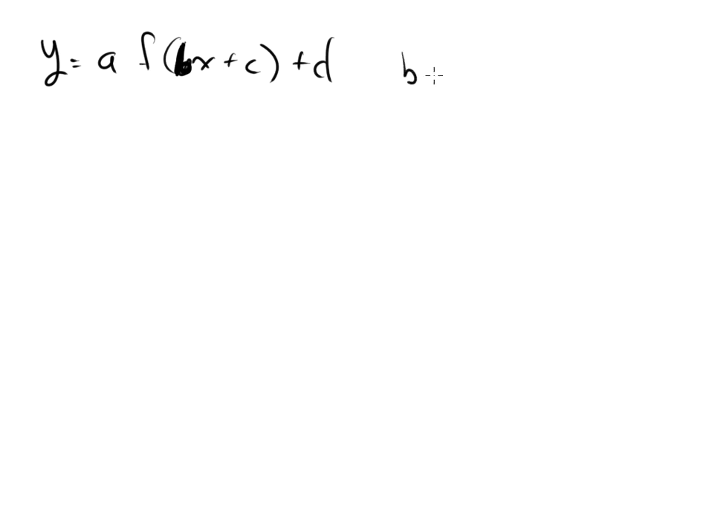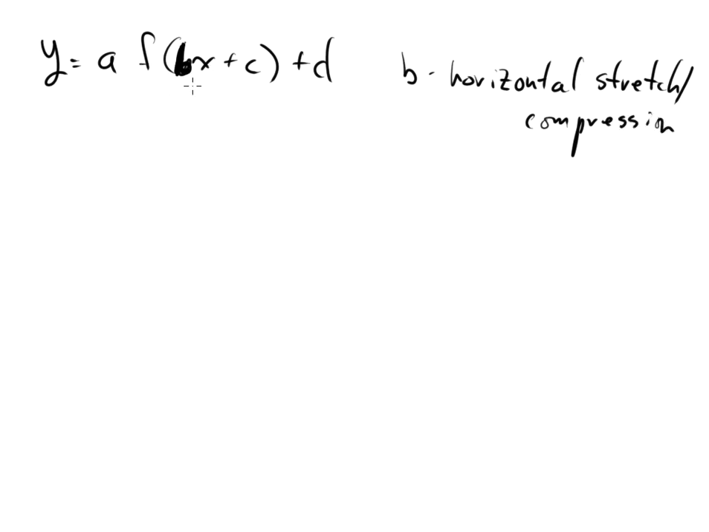So b is a horizontal stretch or compression. And the interesting thing about stuff that is inside the brackets, it's really interesting. Everything that's inside the brackets, so both the B and the C, the stuff inside the brackets kind of works opposite to what you expect.